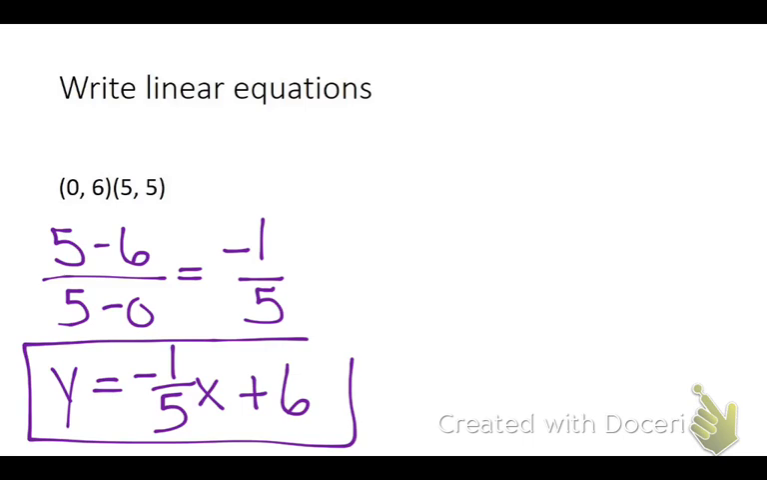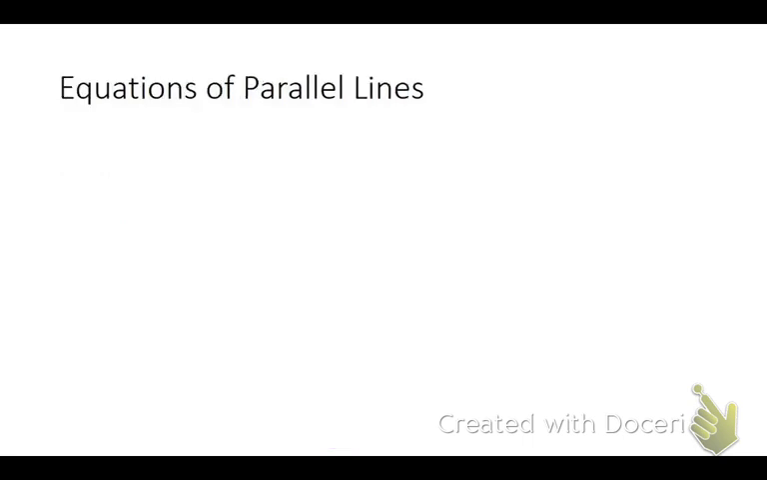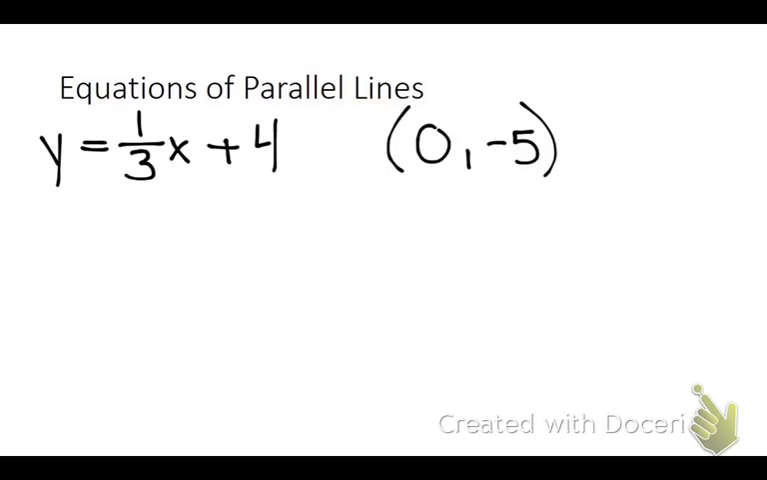Now we're going to switch gears a little bit and talk about parallel and perpendicular lines. This is 2 questions on your quiz and 4 questions on your test. So it's actually a pretty decent chunk of your test. y equals 1/3 x plus 4. Here's what the instructions will say. Write the equation of a parallel line that passes through point (0, negative 5).